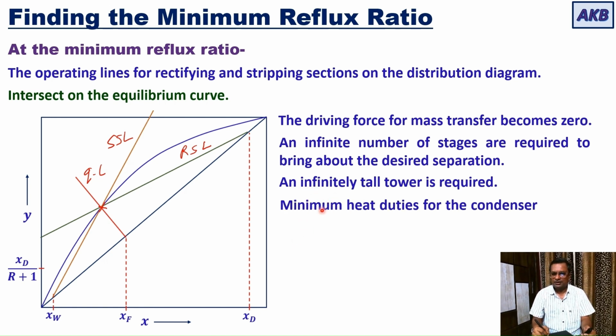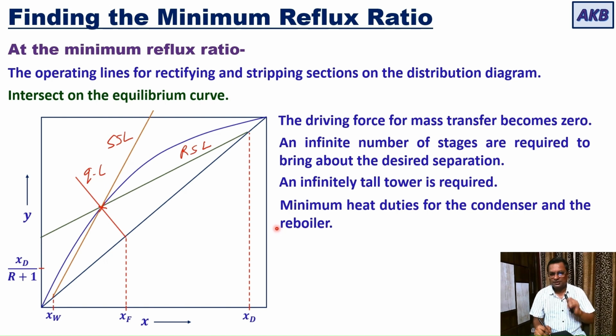The only benefit that you can have with minimum reflux ratio is that the heat duties for the condenser and the reboiler will be minimal. Because with minimum reflux ratio, a minimum amount of liquid will have to be boiled in the reboiler, and a minimum amount of vapor will have to be condensed in the condenser. That's why when you are using minimum reflux ratio, the heat duties for the condenser and the reboiler are minimal. I have already discussed this. I am just summarizing those points: what happens when you are using minimum reflux ratio.